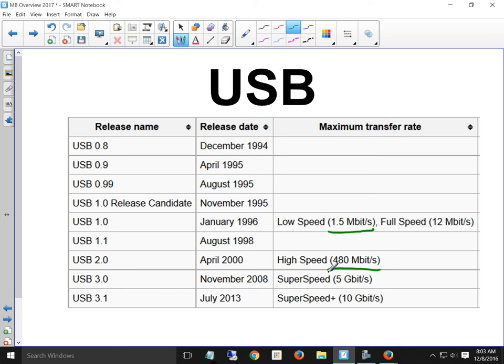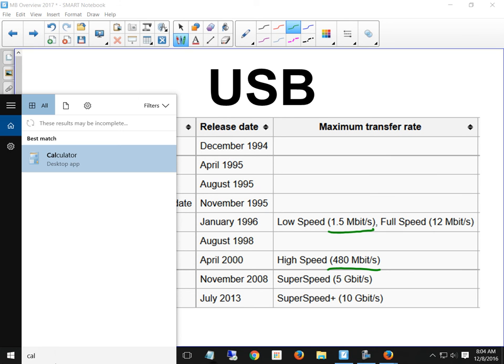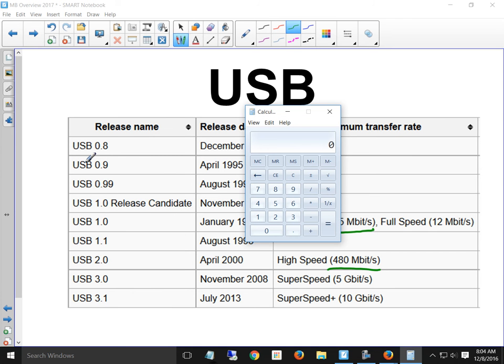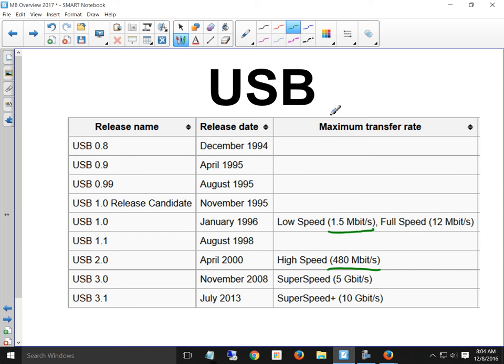Let's see, 300 times faster? Is that right? I'm not even going to do that. I'm going to use my little calculator because that's what we do, right? Calculator, 480 divided by 1.5. 480 divided by 1.5 equals 320 times faster. Okay, 300 was a good round number. 320 times faster. That's a heck of a lot faster right there, okay?